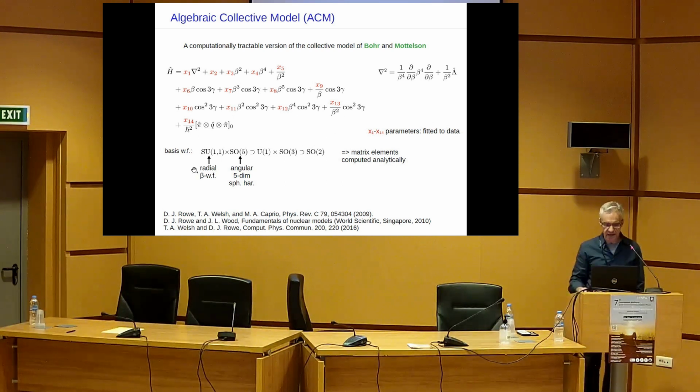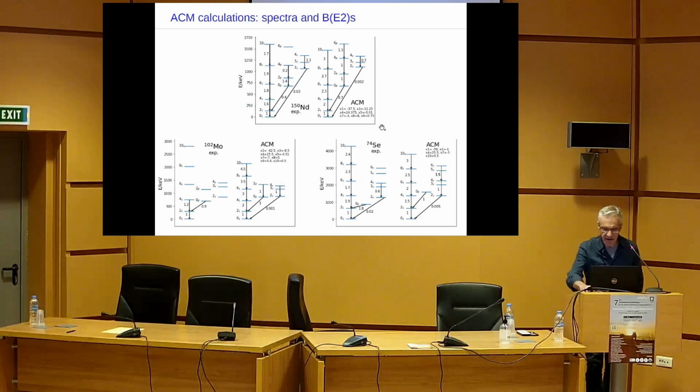If we use as basis wave functions irreducible representations of SU(1,1) for the radial part, for the beta wave functions, coupled with 5-dimensional spherical harmonics, irreducible representations of SO(5), then we have analytic solutions of this Hamiltonian, and by fitting these parameters to data, we can have, for example, energy level schemes that, when compared to experiment, are not so bad. With the exception of zirconium, we couldn't fit zirconium well, so I'm showing you only neodymium, molybdenum, and selenium.